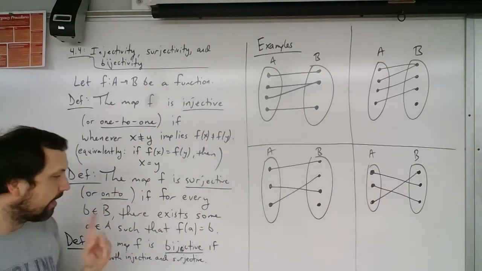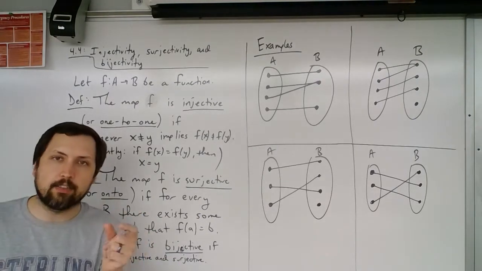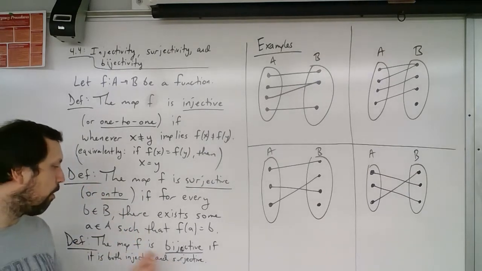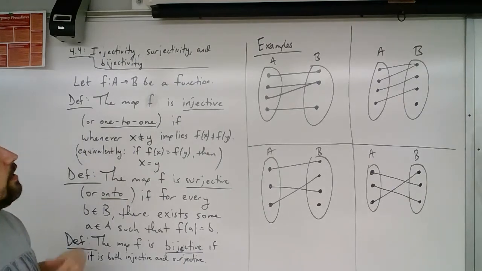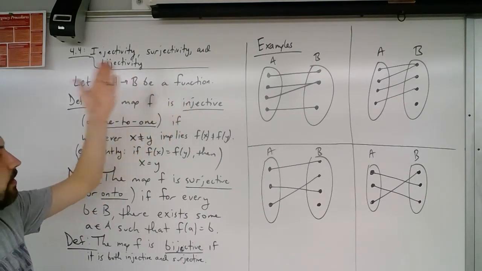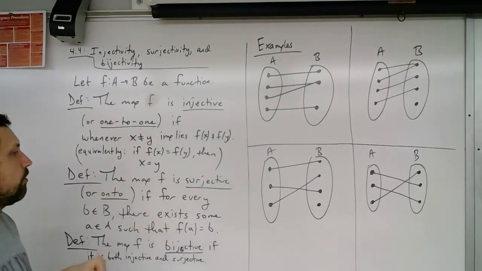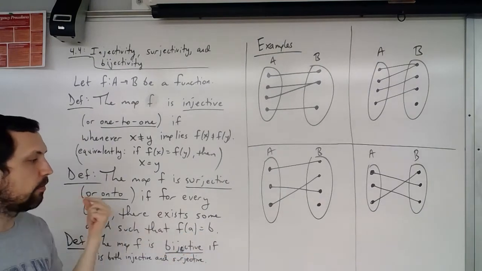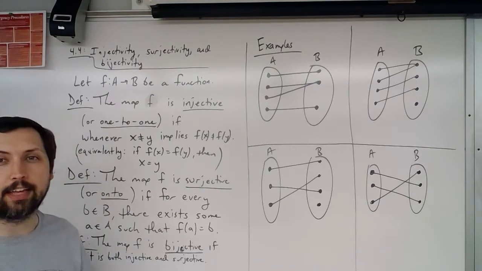All right, then the last definition here is bijective. The prefix bi means two, so it has these two properties. It is both injective as well as surjective. With injective, different elements are mapped to different function values. With surjective, every element in the codomain has something in the domain that maps to it. Bijective means that it is both injective and surjective.